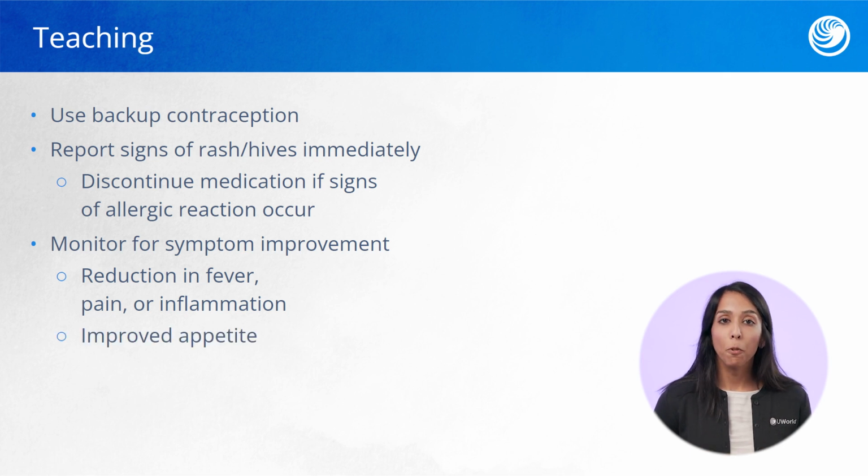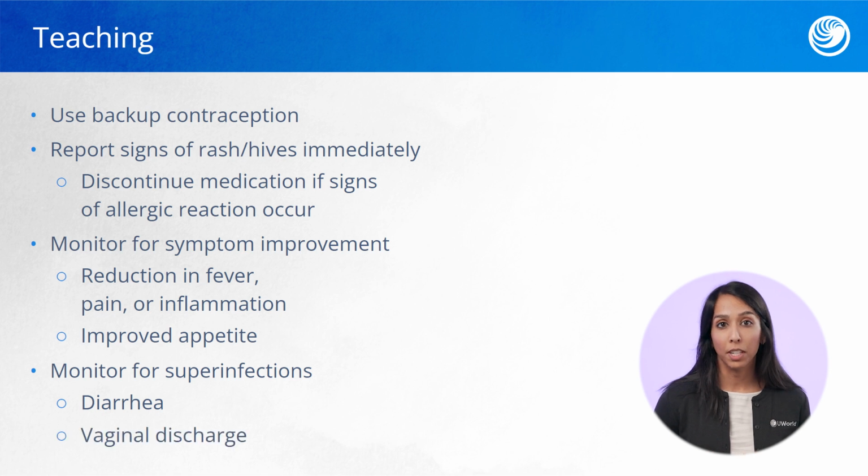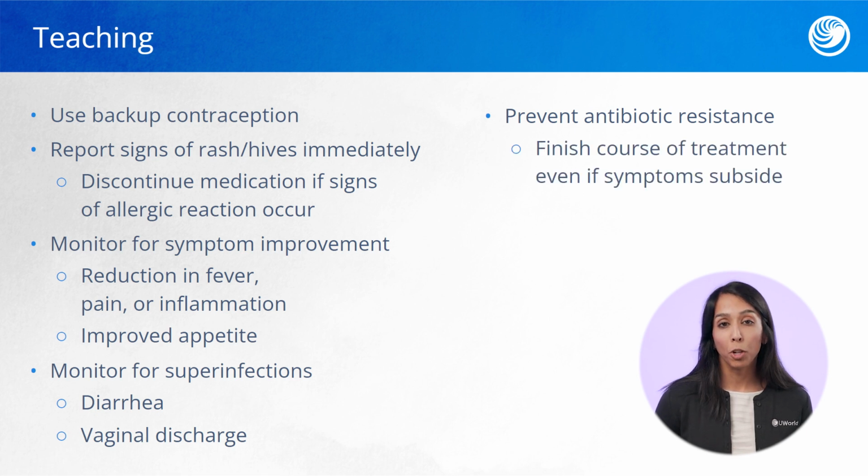As we discussed before, because antibiotics can disrupt the natural microbiome of the body, clients should monitor for signs of superinfection, such as diarrhea and changes in vaginal discharge. And finally, there are several things clients can do to help prevent antibiotic resistance. For one, they should finish their treatment course as prescribed, even if symptoms subside, as this will help ensure all infectious bacteria are sufficiently eliminated.